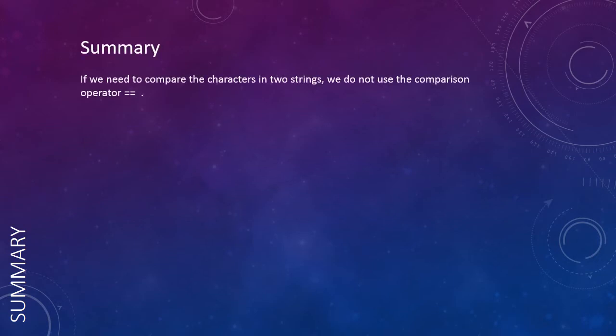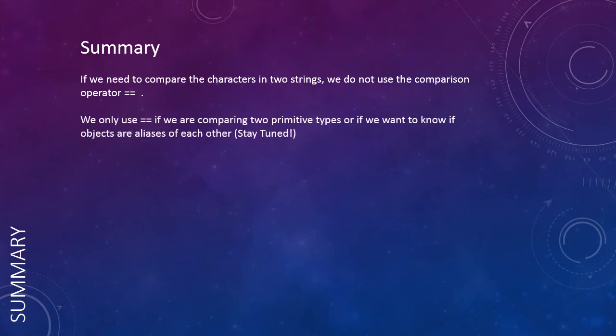So this is a new feature I'm introducing in my mix. After I go through some demo code and talk about things, I want to have a summary of what I think is the central point, the big idea for this little brief video. And so here's our summary, right? First of all, if we need to compare the characters in two strings, we do not use the comparison operator equal equal, right? We only use equal equal if we're comparing two primitive types, or if we want to know if objects are aliases of each other. You don't know what that means. We don't even really know what objects are yet, but stay tuned, we'll learn more about that.